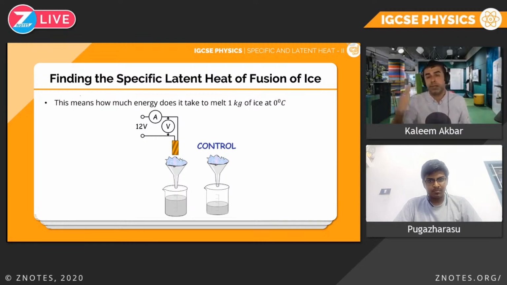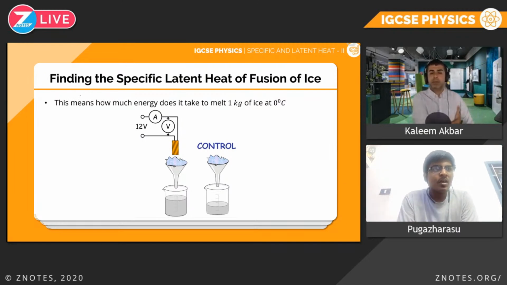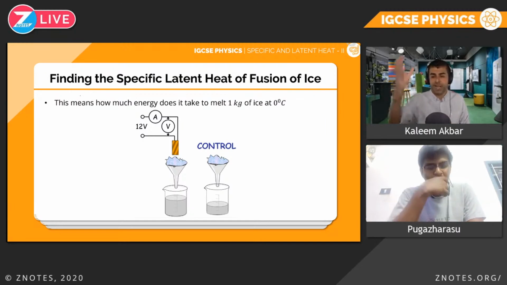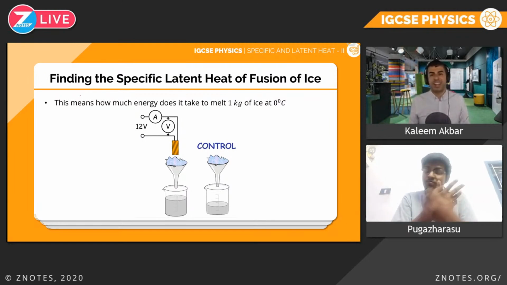The control experiment is vitally important. Because guys, if I've got ice in this room right now, what's going to happen to it, Pugs, without heating it up? Just to be clear, if I just had ice and I sat it in a cup without any water in this room and left it for 10 minutes, it would melt. Yep. Absolutely.